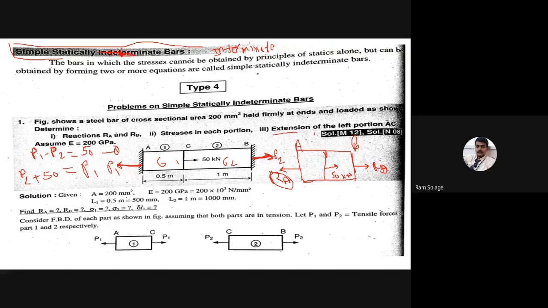And the third question asks for the extension of the left portion AC. Left portion means they are asking delta L AC or delta L1. They are asking us to calculate the deformation of the AC portion.